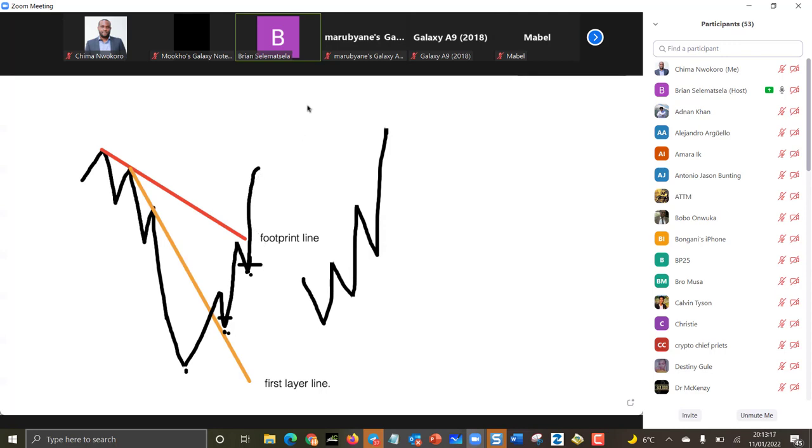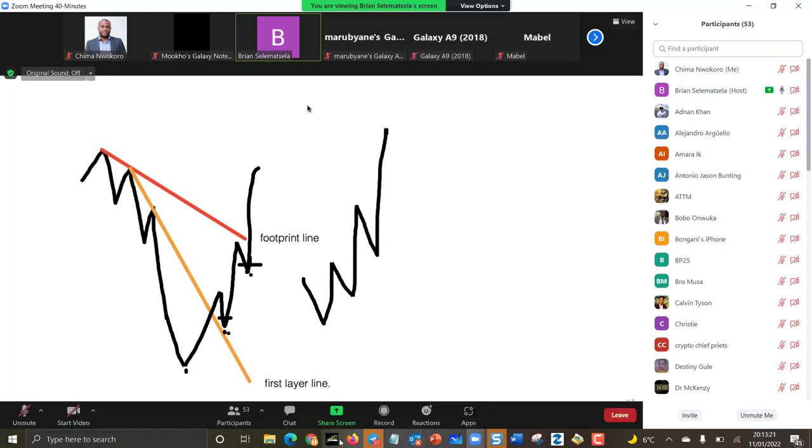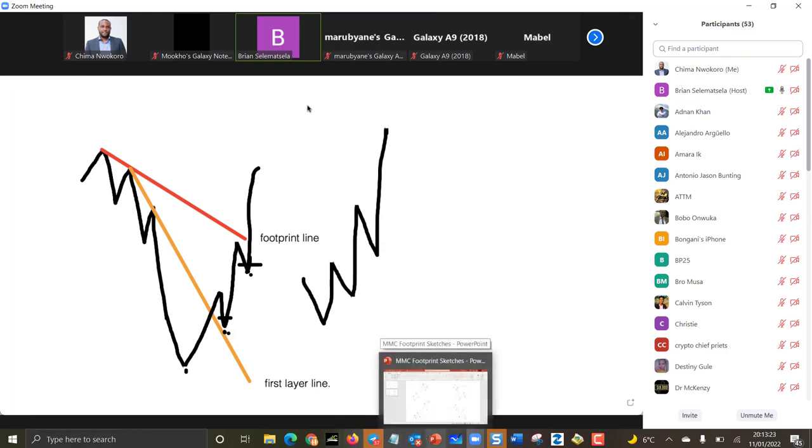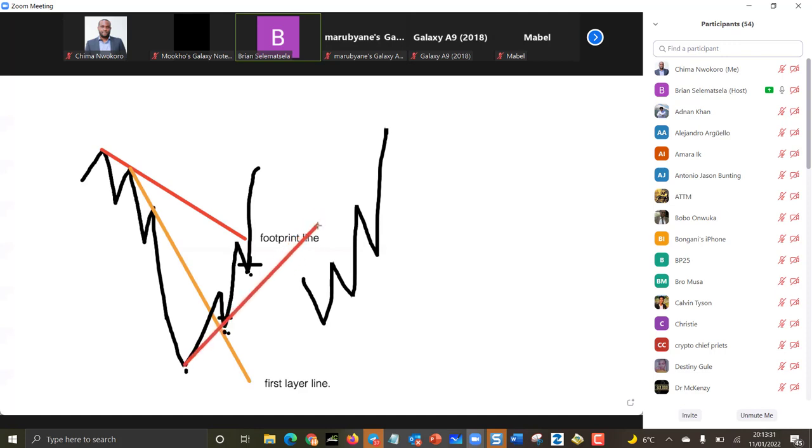And you must know when to close this trade, and we determine when you should close this trade by drawing the same setup again, drawing your footprint line first. And after that, drawing the first layer line.